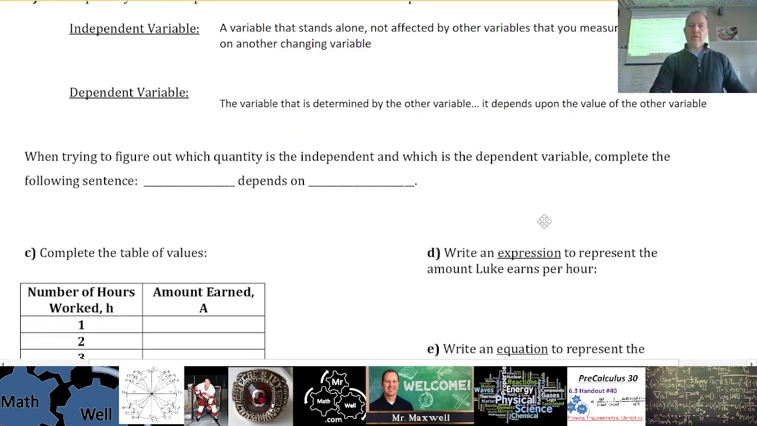All right, when we're trying to figure out the quantity, what quantity is the independent variable and which is the dependent, complete the following sentence. Amount earned depends upon hours worked, and that would be your hint. So amount, I'm just going to represent that by A, okay? Amount earned depends upon hours worked.